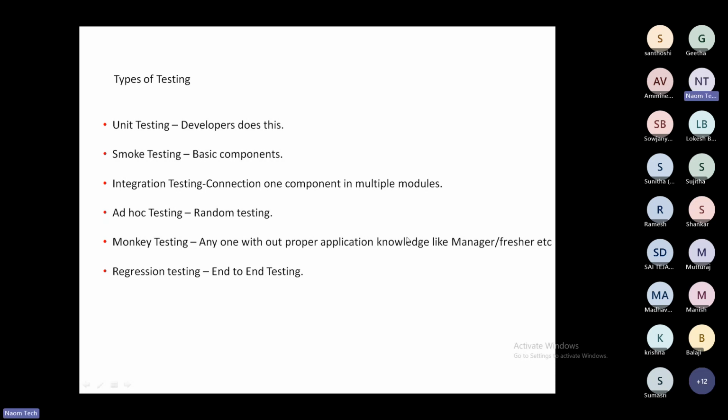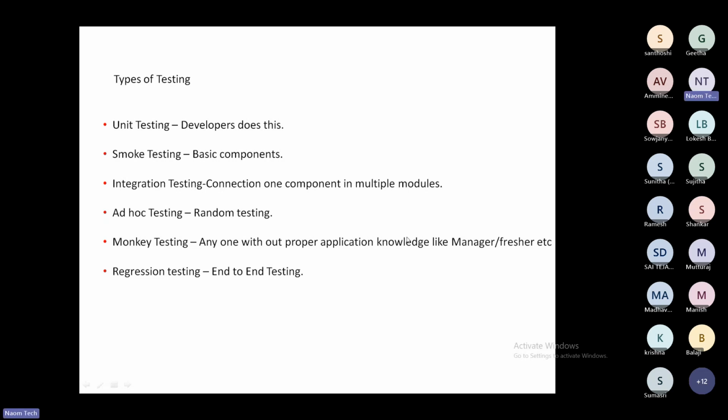Okay, next, regression testing. This is very important again. Most organizations will make sure that this is implemented thoroughly. Regression testing means end-to-end testing, where from the start of the product, we try to test every module thoroughly. This is called regression testing.